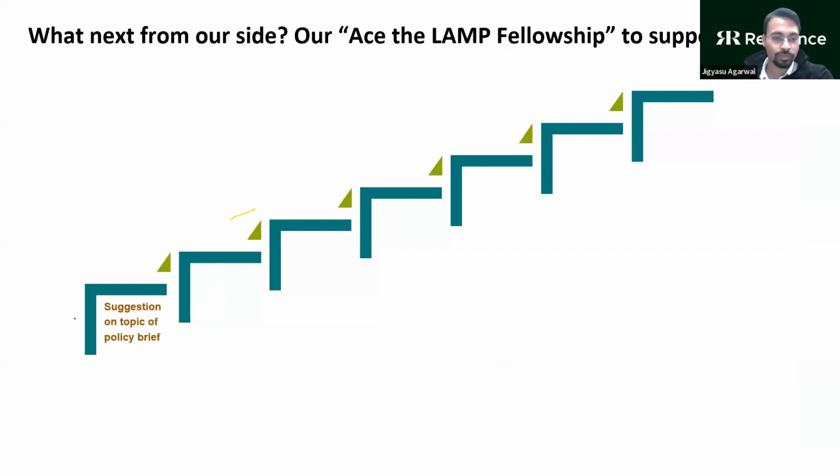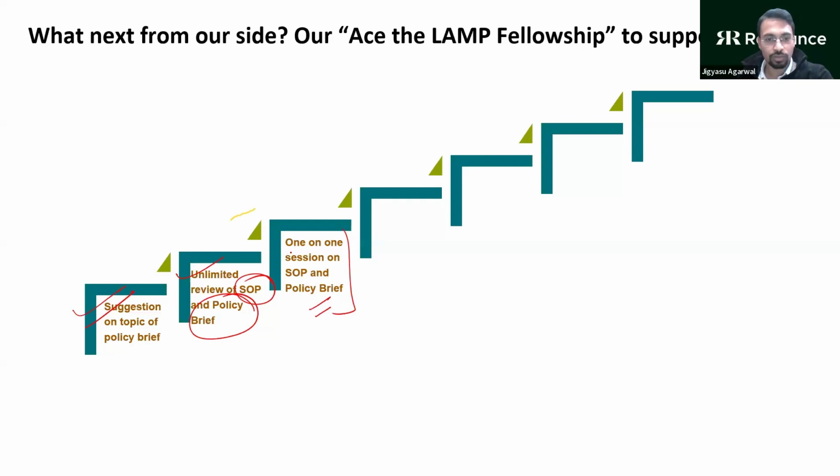This includes, number one, helping you decide the topic of your policy brief. Number two, unlimited review of your SOPs and the policy brief. Number three, a one-on-one session on SOP and policy brief. You can connect with us in a one-on-one virtual session, and we will review it and provide all the suggestions to you in this session. Then you will go back, implement all those suggestions, and share the doc with us. We will again review and provide our detailed comments in the doc. Then you will implement them, and we help you out an unlimited number of times.